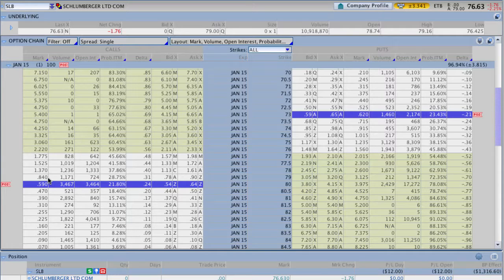In this case, we collected about $1.09 in the trade, from where we actually ended up making the trade, not from where it's trading right now. So we collected about $1.09, or about $109. So it ended up being a pretty good trade.